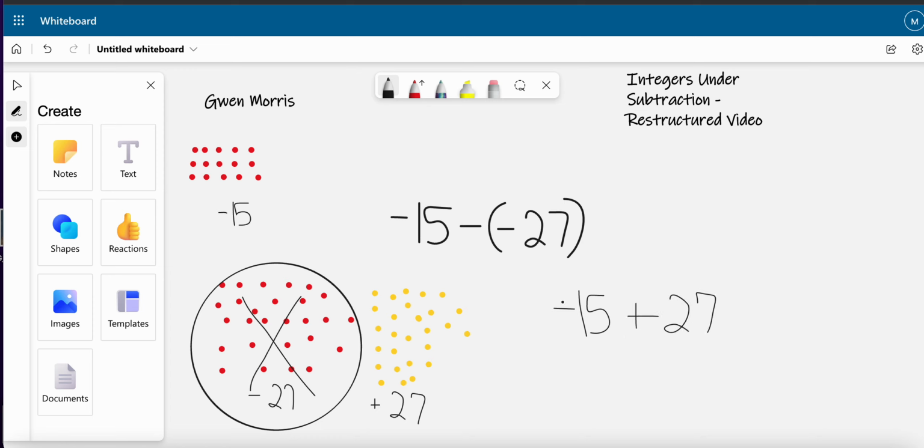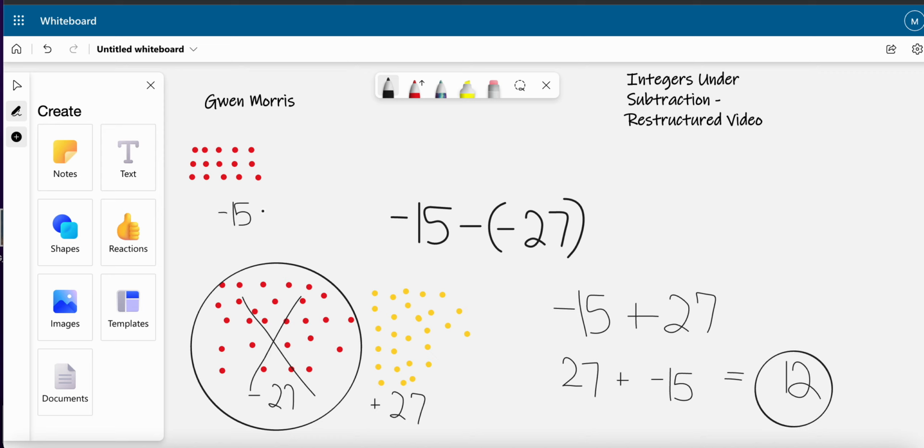To make this easier to add, we can use our commutative property. By commutative property, if you're adding two different numbers, integers in this case, we can reverse the order of them. So it'll be 27 plus negative 15. Either way here, we know that we have 27 and negative 15. That's going to come out to 12. So that is going to be our end here.